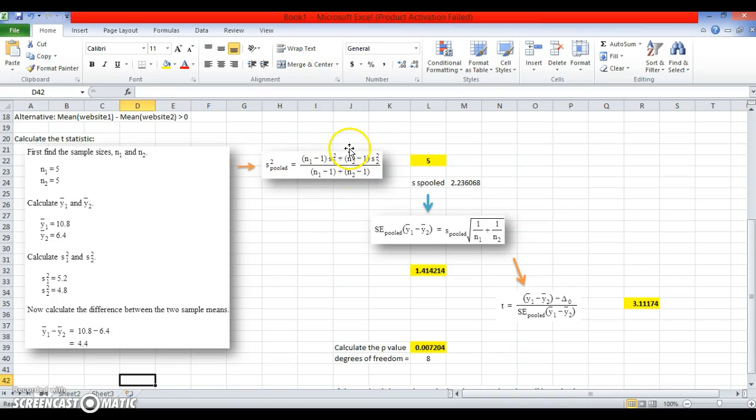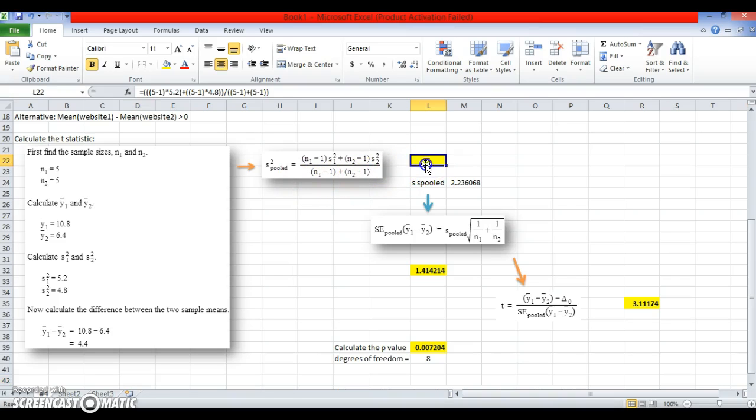This is website 2, divided by the sample population of website 1 minus 1 plus the sample population of website 2 minus 1. So basically 5 minus 1 is 4, 5 minus 1 is 4, so 8 is this denominator, as you can see here.